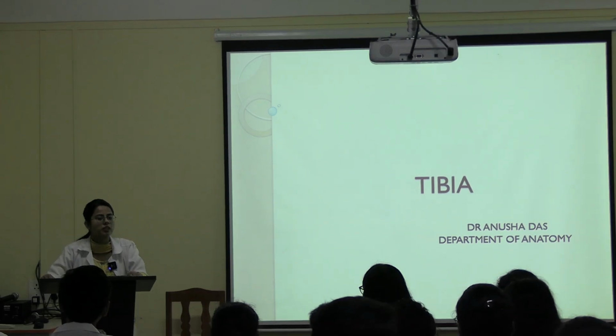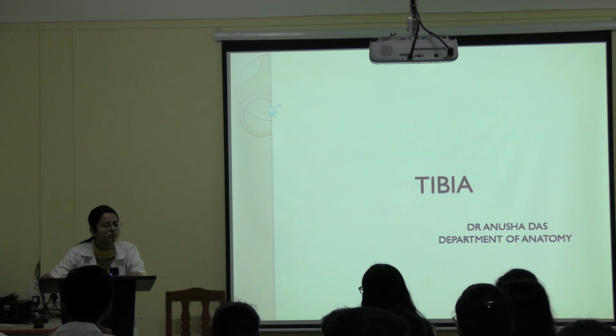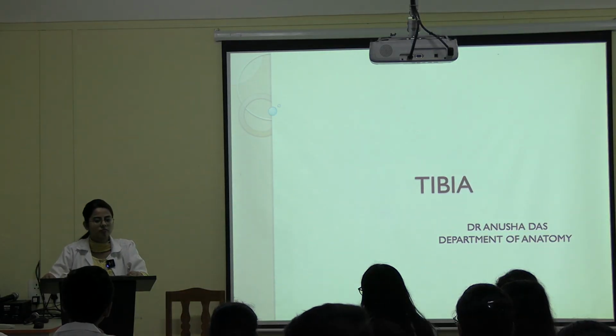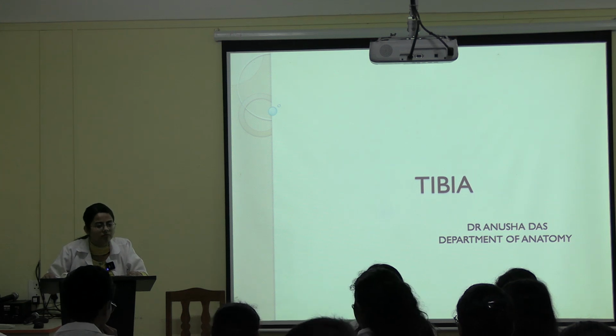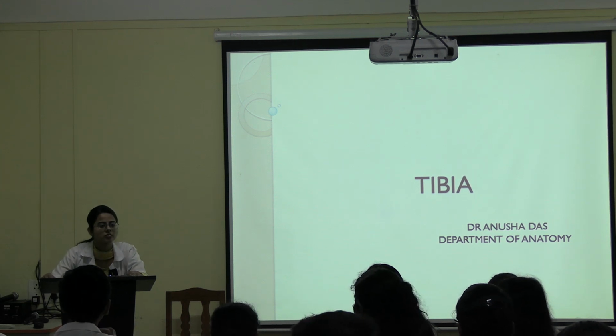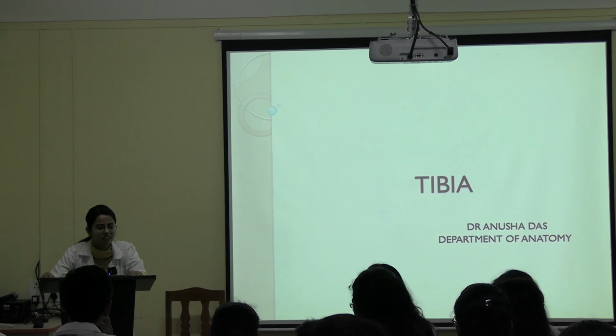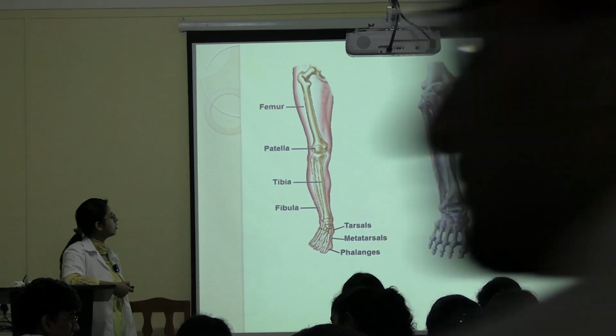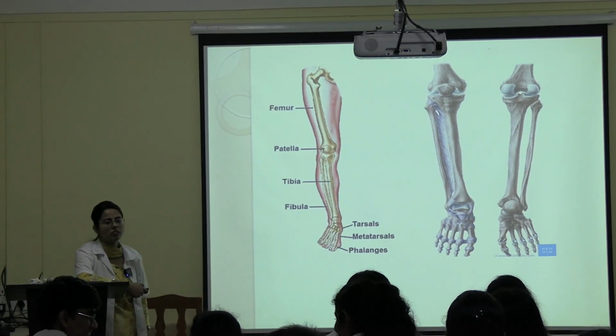In which part of lower limb? Lower part means? Below. What is that part called? Leg. So, it is the medial bone of the leg.